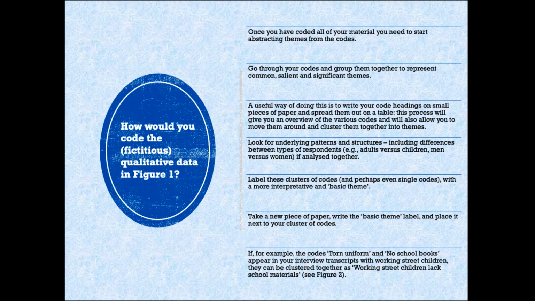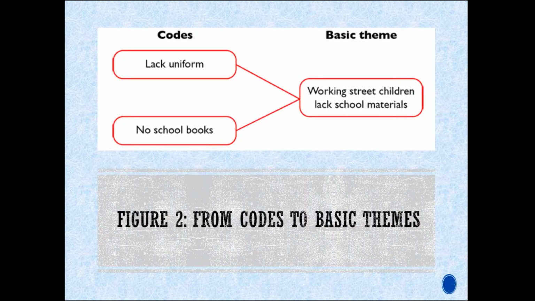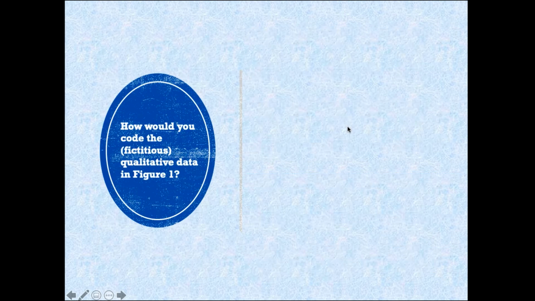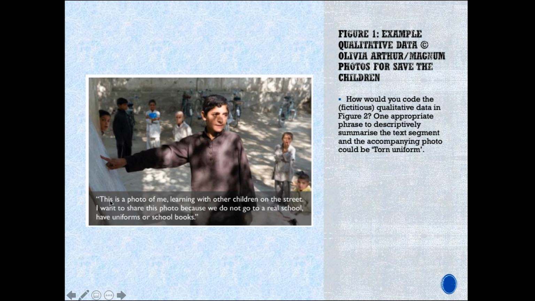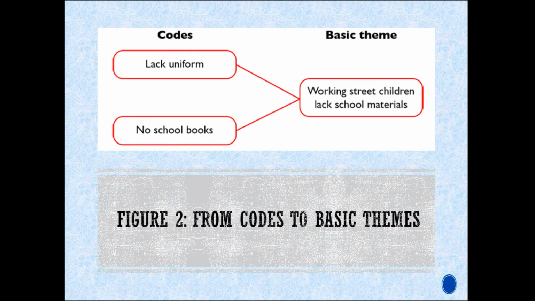If, for example, the codes "no uniform" and "no school books" appear in your interview transcript with the working street children, as we see in figure 2, they can be clustered together as working street children lack school materials. So this is an example of that. They say, "We don't go to school, we don't have uniform, and we don't have school books." So these codes you can put on one basic theme: working street children, lack of school materials. You can see in this picture they don't have schools, they don't have books, and they also don't have uniform. So these will be the codes that we generate, and you can see the link between the codes and the themes, and even maybe between the codes themselves.